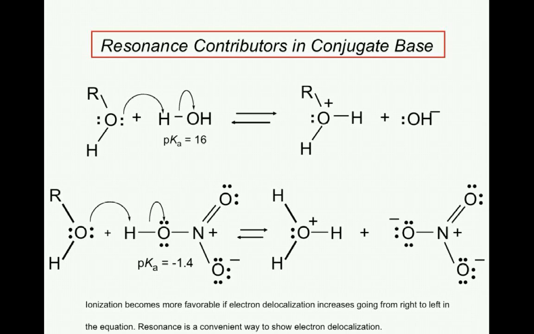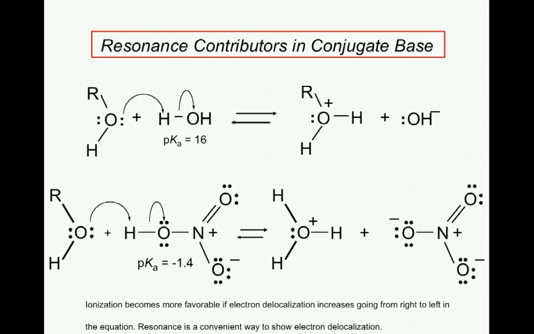Compare the two acid-base reactions here on this slide. Notice that the pKa of water in the top reaction is greater than the pKa of nitric acid in the bottom reaction. This indicates that water is a weaker acid than nitric acid. In both cases, the protic acid is attached to an oxygen, but in nitric acid, the proton is much easier to remove than it is in water.